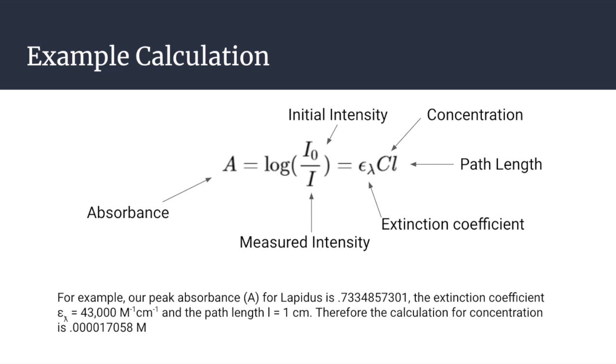We used this absorption equation in order to calculate the concentration of the Lapidus dye by using the extinction coefficient, which was 43,000, the absorption of the dye, which was about 0.73, and the path length of the light, or the thickness of the cuvette, which was 1 centimeter.